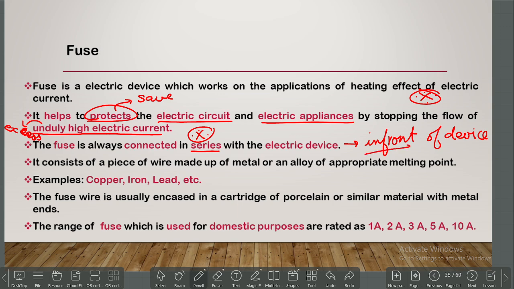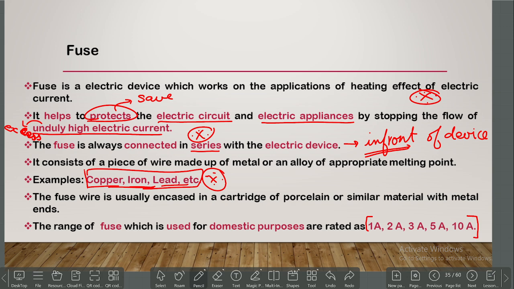They will be asking the question whether we need to connect the fuse in front of the device or behind the device. Always a fuse must be connected only in front of the device. And by using what materials are we going to make the fuse? Copper, iron, lead. These are the three major materials you use to make the fuse.